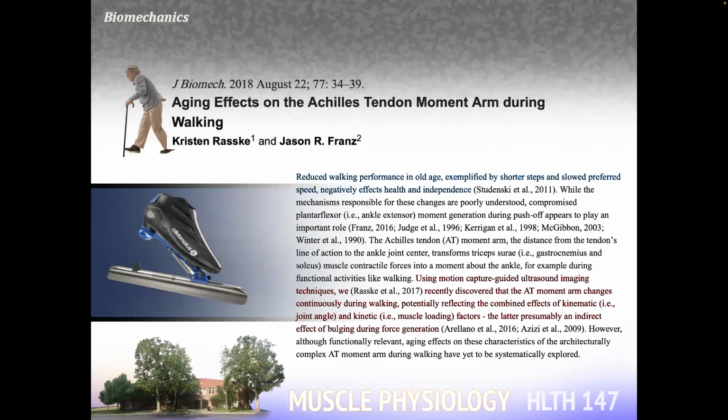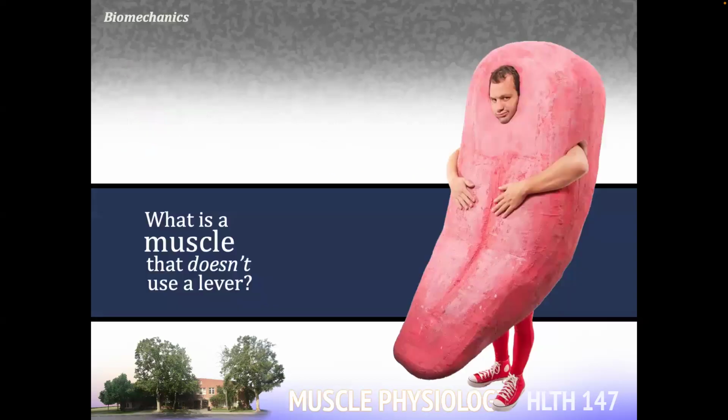The latter, presumably, an indirect effect of bulging during force production. So throughout the range of motion in an activity or whatever exercise you're doing, there will be some changes in moment arms, changes in leverage. And remember how that clap skate changed joint kinematics while ice skating and accordingly increased power by as much as 10%. So this stuff changes. It's more dynamic.